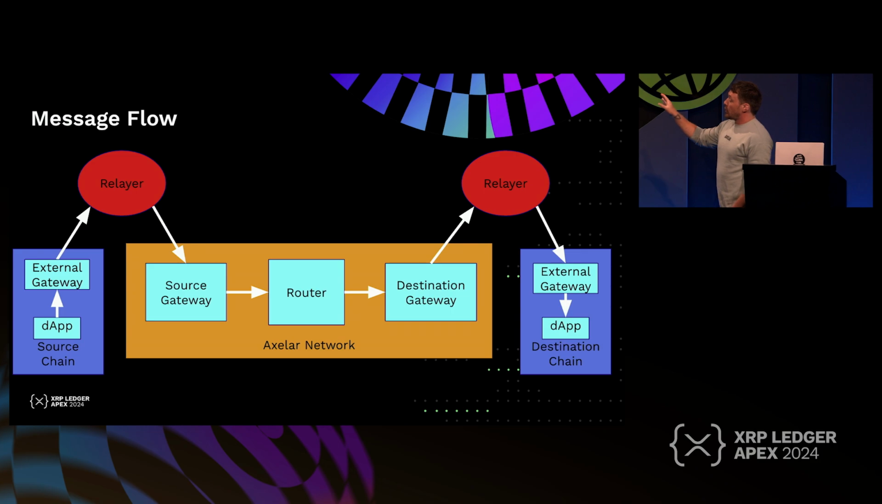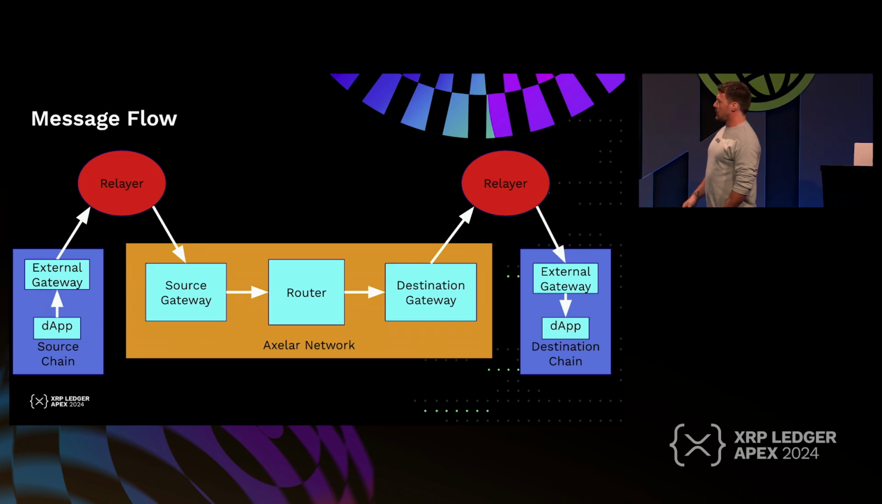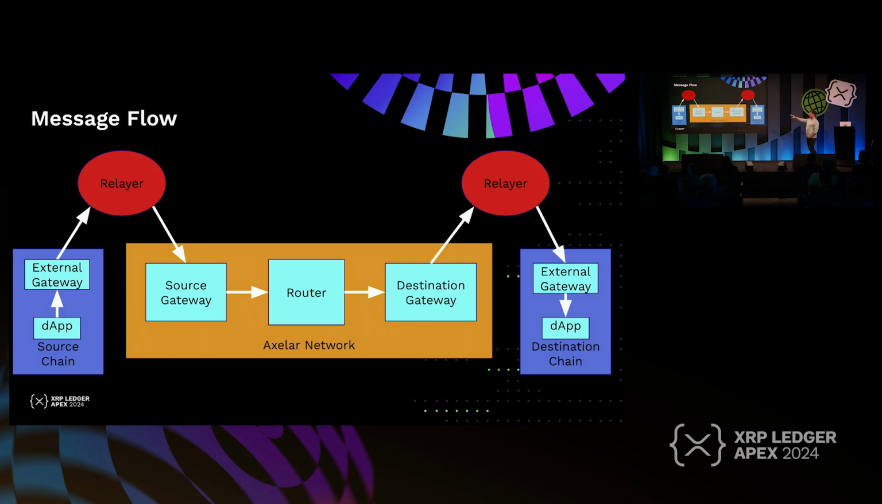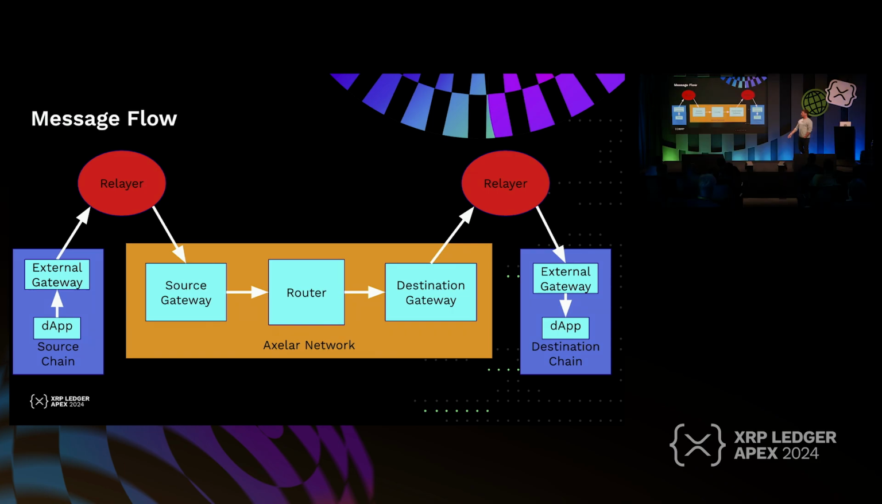So this is the message flow through the whole protocol. I abstracted away a lot of things to make it look simple. Basically, you have your source chain on the left, the dApp talks to the gateway, and the relayer hears that happen, picks up the event, and turns it into a message. We have a standard message format, so the packets have the same structure no matter what chain it is. Sometimes there's a translation that has to be done, but the relayer picks up the packet and passes it to the Axelar network.